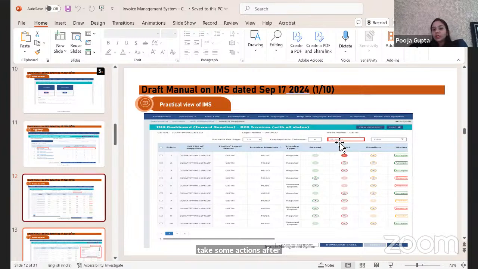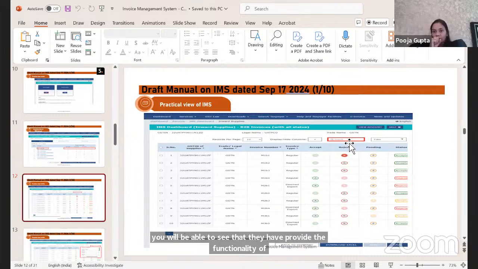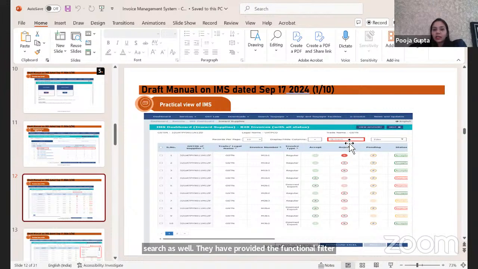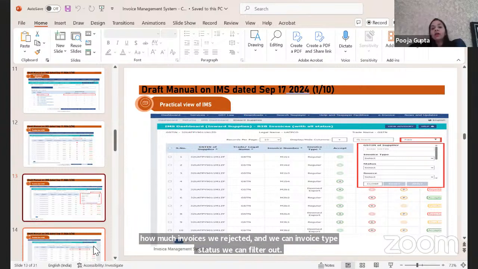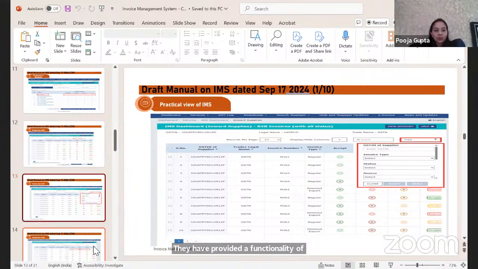You will be able to see that they have provided the functionality of search as well. They have provided the function of filter as well. We can filter on the basis of vendor GSTN, the month, and the type of invoices as well. And we can filter on status, how many invoices we accepted and how many we rejected, and invoice type and status. So they have provided the functionality of filtering our IMS dashboard as well.